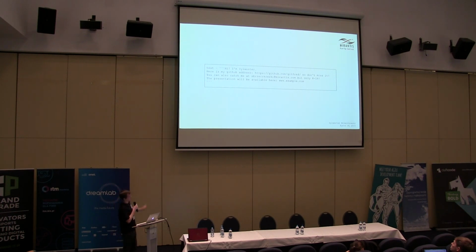We have here some example text like "Hi, I'm Sylwester, here's my GitHub address," and so on. And let's say I want to make all links and email addresses bold. How would you do that? I can show you a pretty simple example. That is just the first thing that comes to my mind.